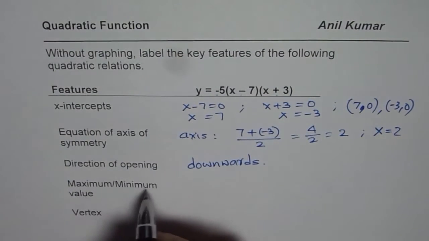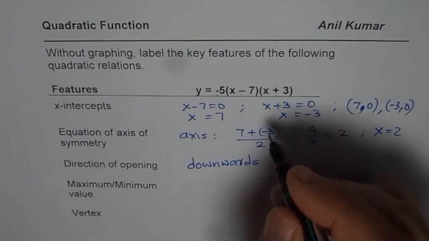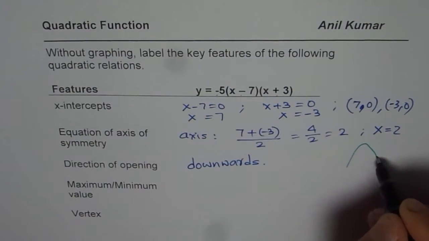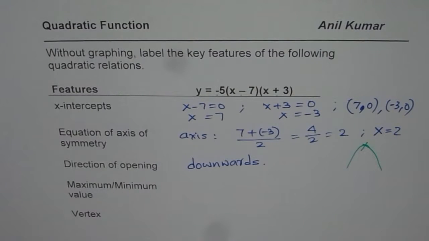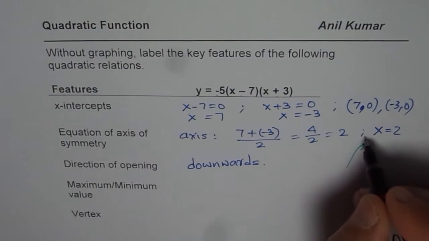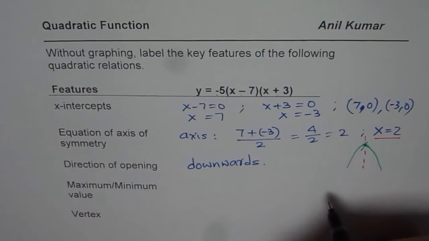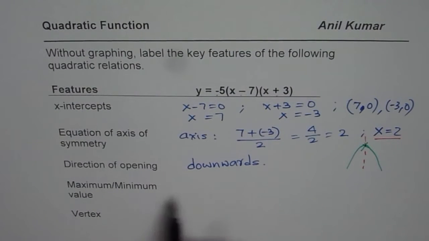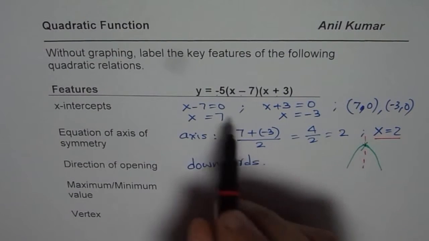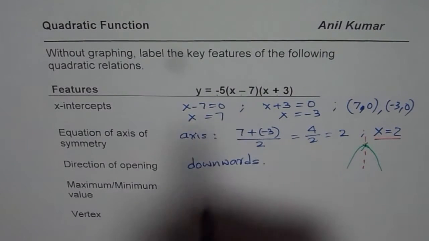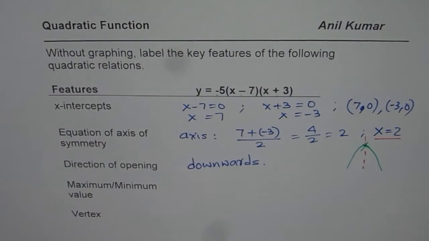Now the maximum or minimum value. Since the parabola opens downwards, we are expecting a maximum value, right? We already found that the axis is at x equals 2, right? Now to find the value, what should we do? We have to substitute 2 in the equation, right? So we'll substitute 2 and calculate.